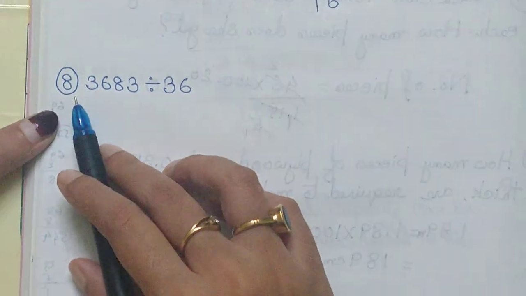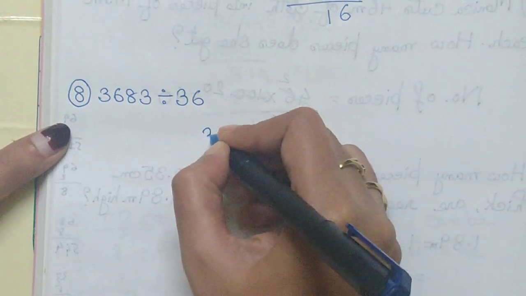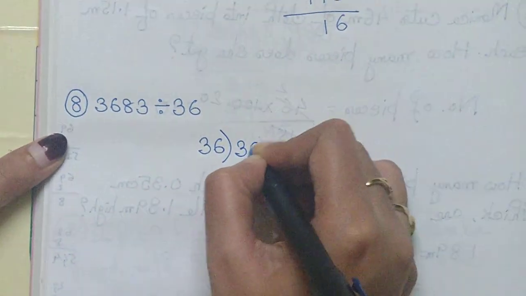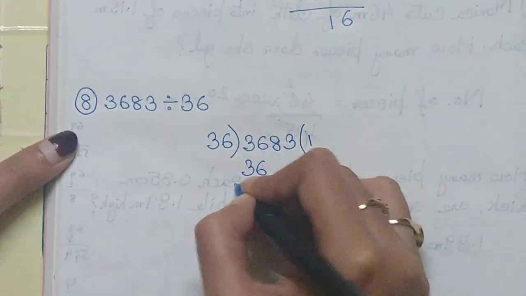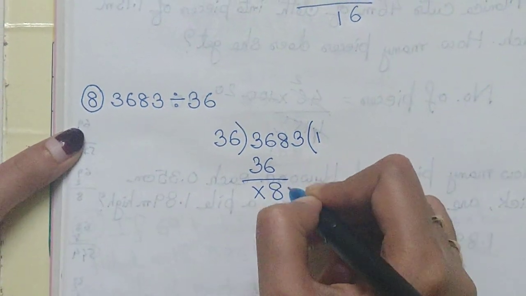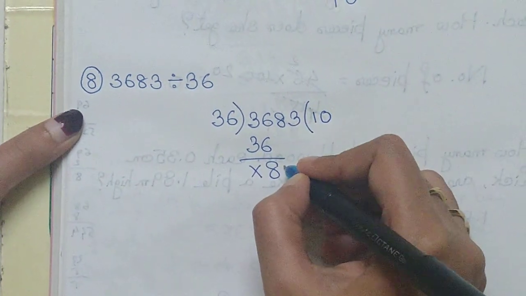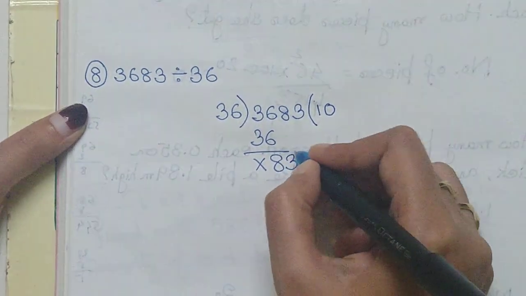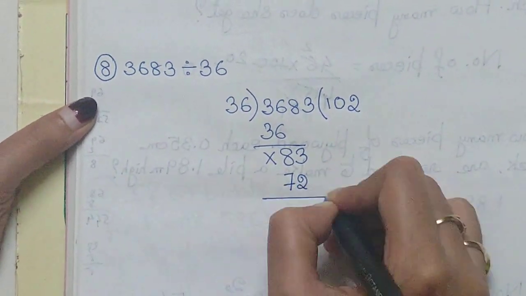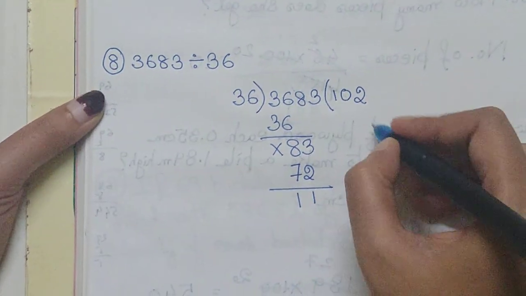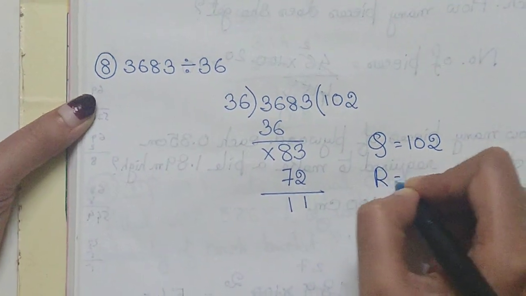Next, sum number 8. 3683 divided by 36. 1 thirty-six is 36. 8 will come down. Since 8 is smaller than 36, so 0. Again 3 will come down. 36 twos are 72. 1, 1. So quotient is 102. Remainder is 11.